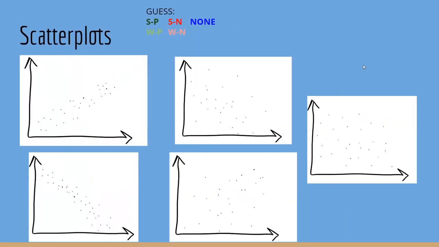So we can use scatterplots to display this. So can you guess from these 5 graphs which one is strong positive, weak positive, strong negative, weak negative, and none? If you want to guess, you can pause. If you don't, then just see what I show you. So let's start with this one. That would be a strong positive.